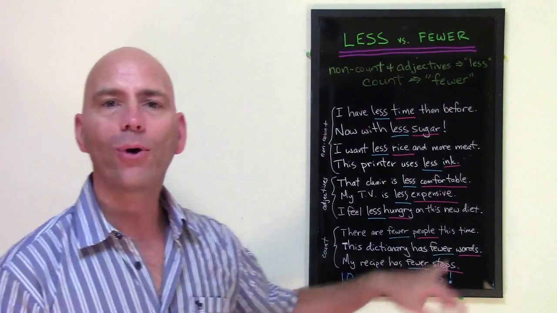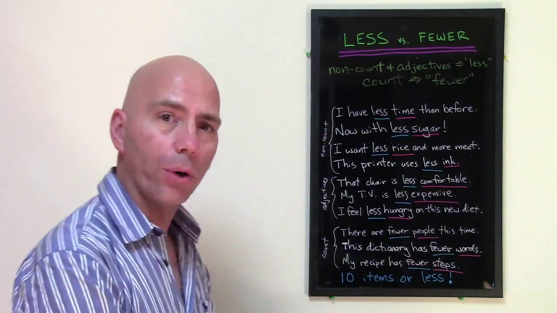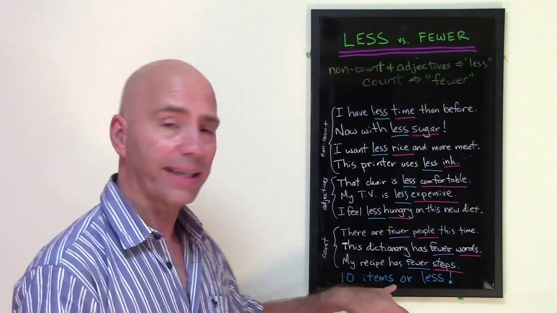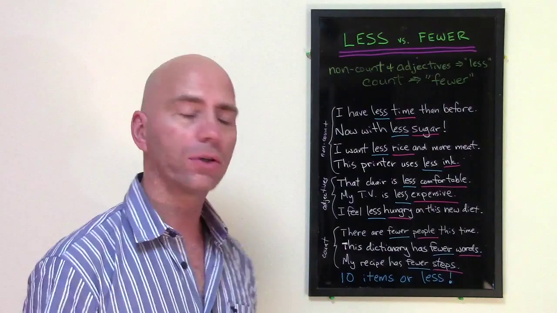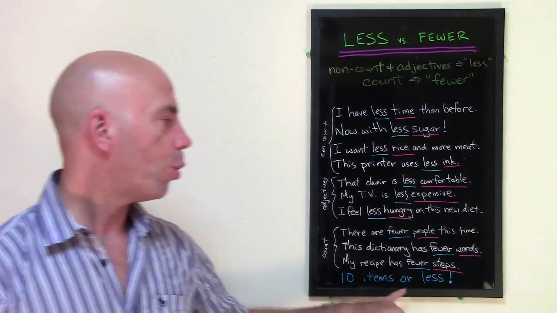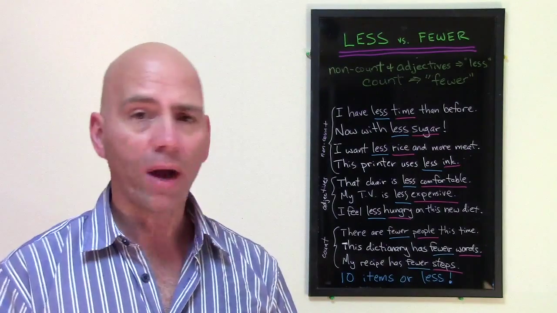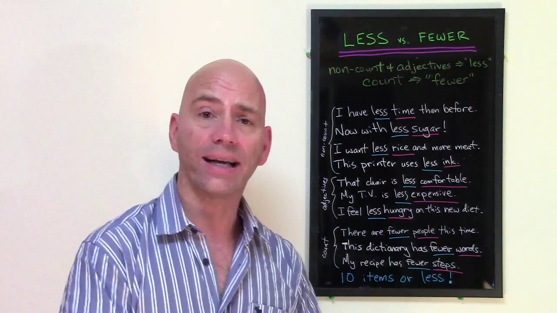10 items or less. Okay, now if you notice here, item is countable. So 1 item, 2 items, 3 items, 4 items. So 10 items or less is actually a grammar mistake if you go according to the rules of the textbook.